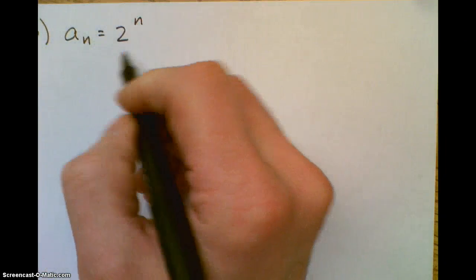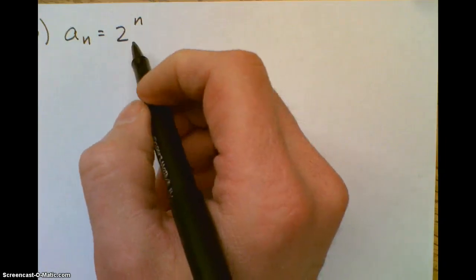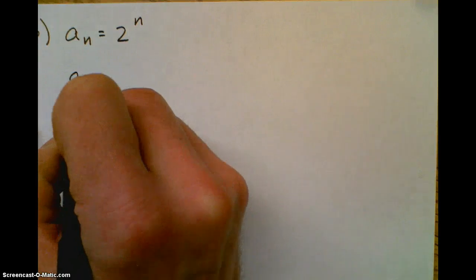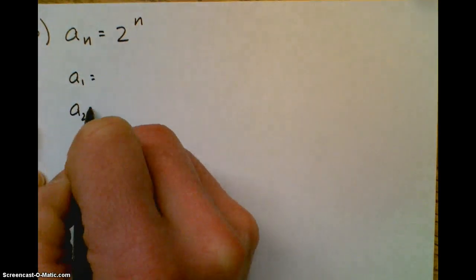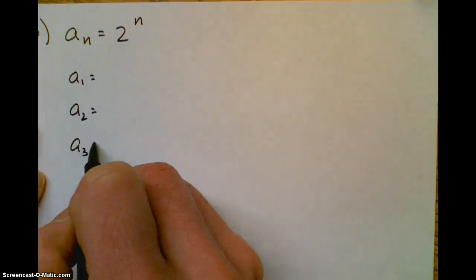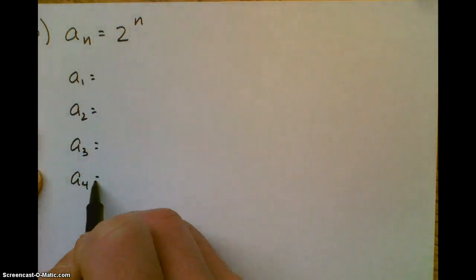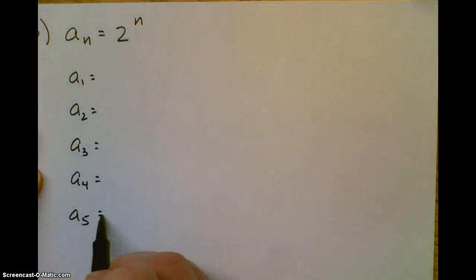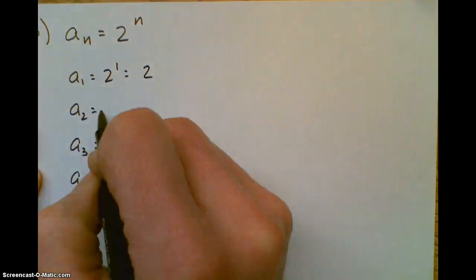Alright, so we have 2 more examples. Here's example B. Again, we're going to find the first 5 terms. And we've got A sub n is equal to 2 raised to the n. So here's our expression that's going to generate each of the terms. So we want the first 5 terms. So I have A sub 1, A sub 2, A sub 3, A sub 4, and A sub 5. Right, so a sub 1, we're going to plug 1 in, so 2 to the first is just 2.